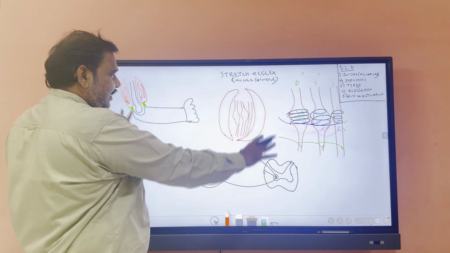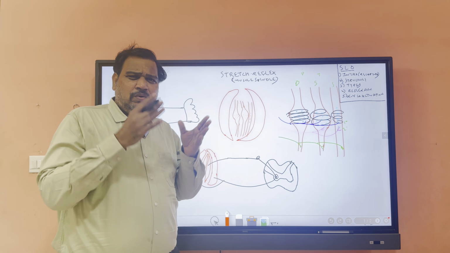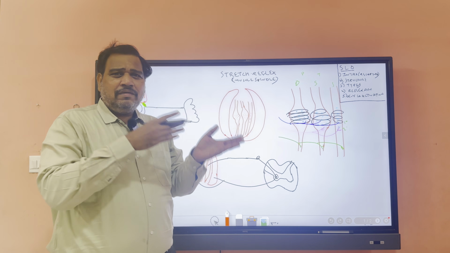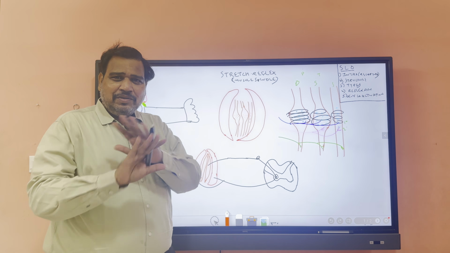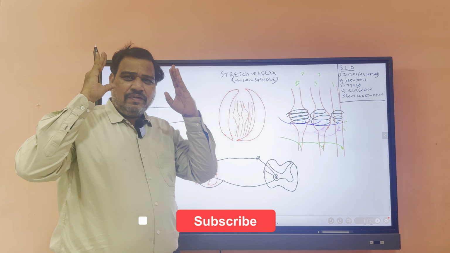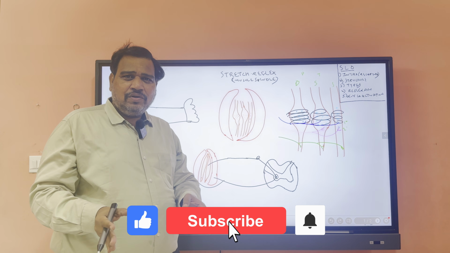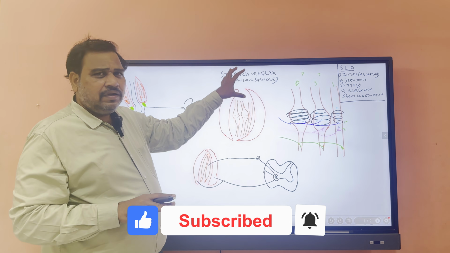In general, if you see this diagram and even most books, most students get confused. 1A, 1B, 2A, annulospiral, flower spray endings, nuclear bag, nuclear chain, intrafusal, extrafusal. Don't worry, I am going to discuss all of it, decoding one by one, and it is going to be very, very easy. So at the end of this video, you are going to be clear on stretch reflex and whatever I am mentioning.